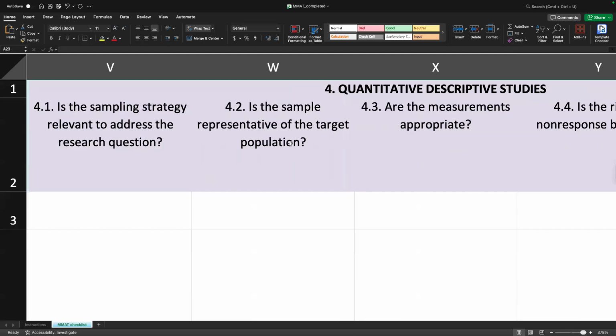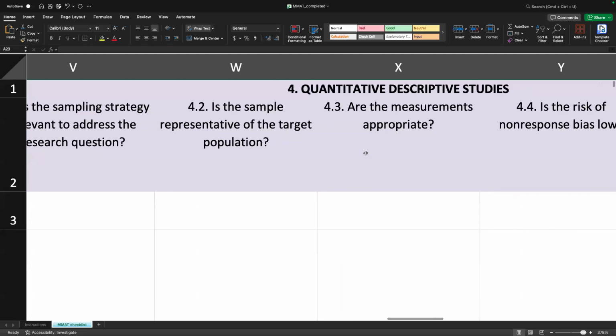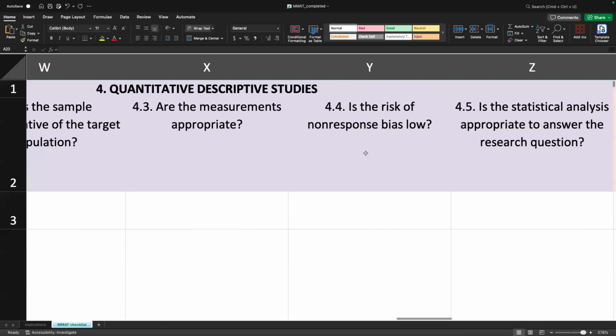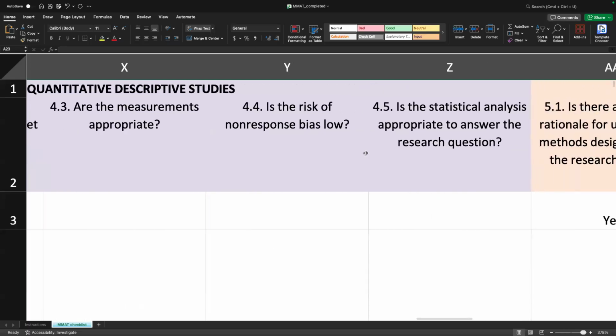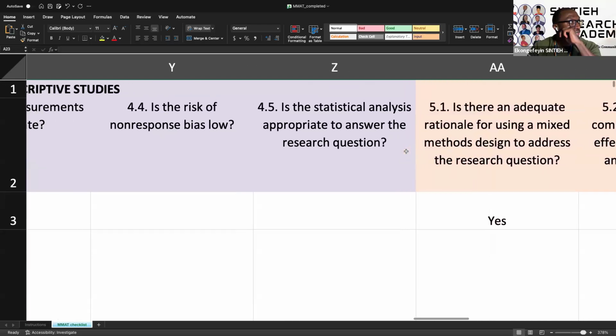Is the sampling strategy relevant to address the research question? Is the sample representative of the target population? Are the measurements appropriate? Is the risk of non-response bias low? Is the statistical analysis appropriate to answer the research question? Good. So you see, right?